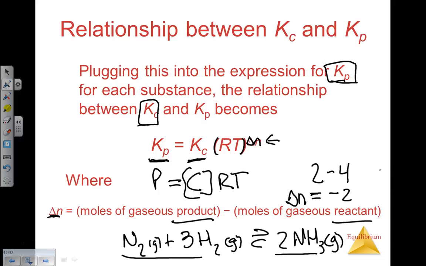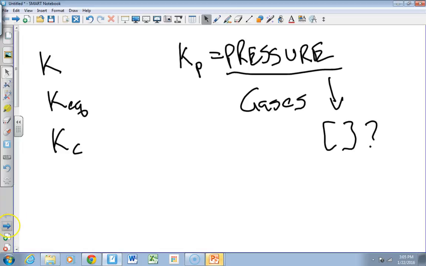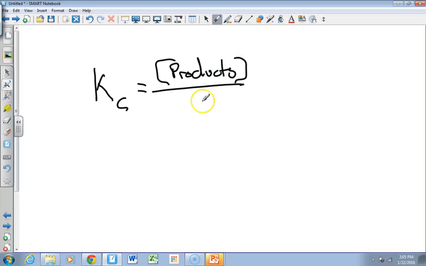What this allows us to do now is take all of the things that we've done with Kc and do them with pressure. I do want to take a minute here because I'm a little particular about something. When you're writing your equilibrium constant Kc, you're going to write it as the concentration of the products over the concentration of the reactants.